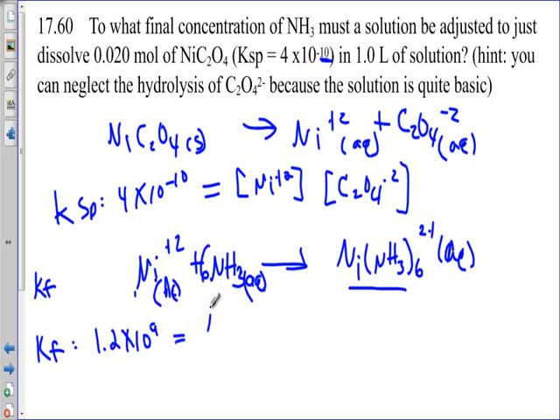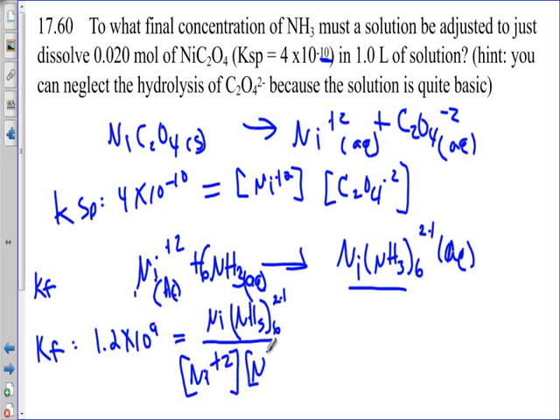So it's going to be nickel with ammonia, and that's a 2 plus charge, over nickel plus 2, and over ammonia. And because there's 6 of them, I need to raise this to the 6th. Okay, and we want to find the concentration of ammonia, so we're trying to find this. Okay, so let's see what other information we have.